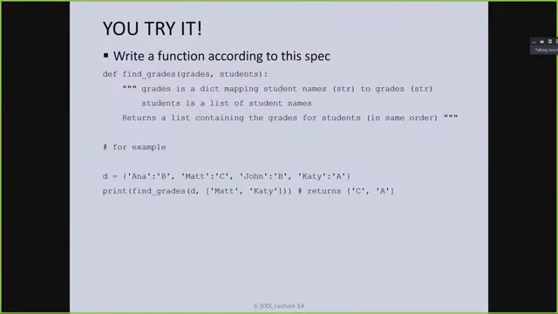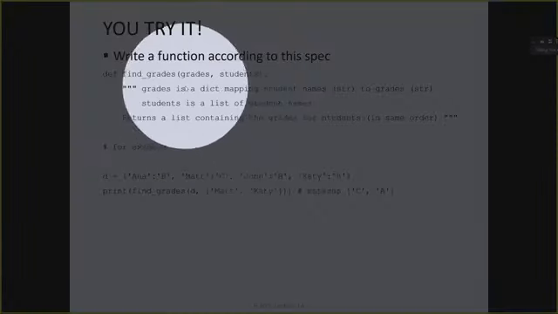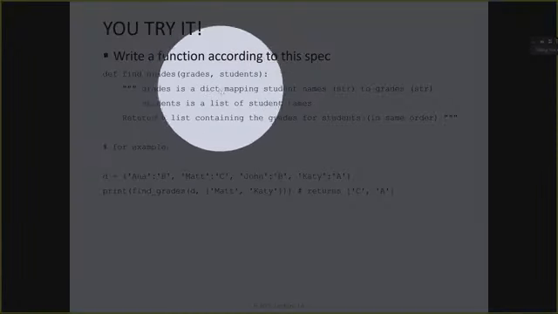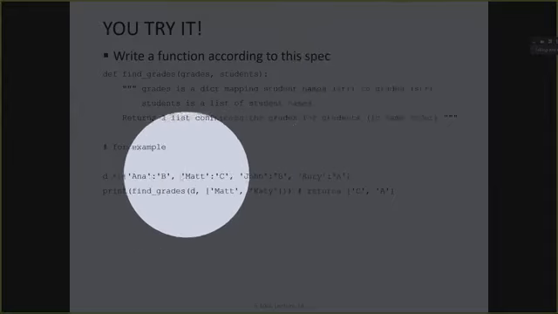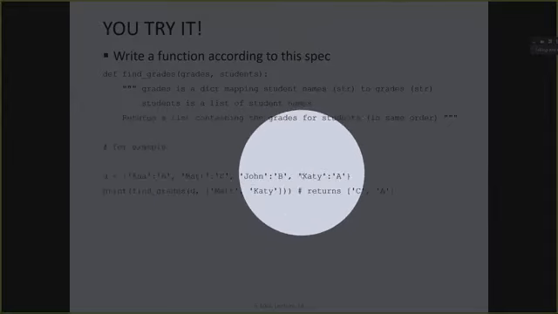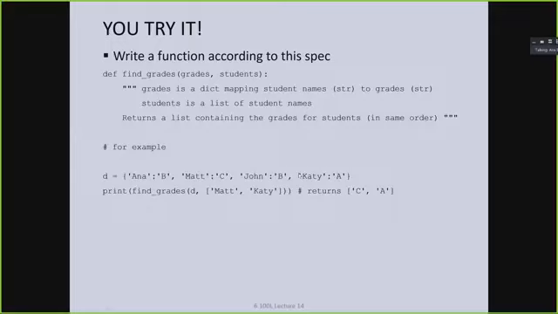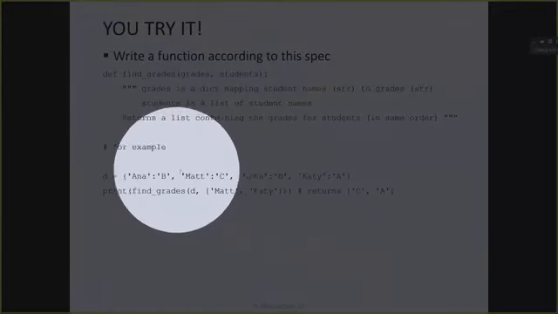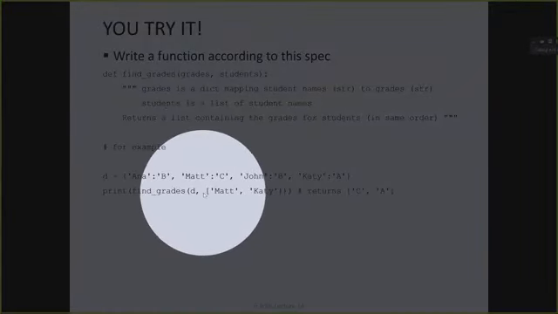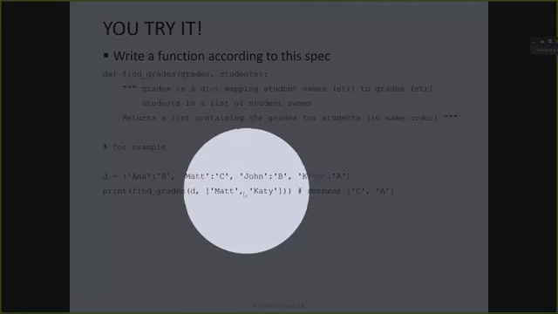Okay, so let's have you try this, and this is just an exercise in looking up a value. This is a function I'd like to write according to the specification, called find grades. Grades is a dictionary mapping student names to grades, so string to string, exactly like we've seen in the previous slide. And students is going to be a list of student names. So in the example here, I've got my input dictionary, this thing we just saw, and then my list of students is, for example, these two strings, Matt and Katie.